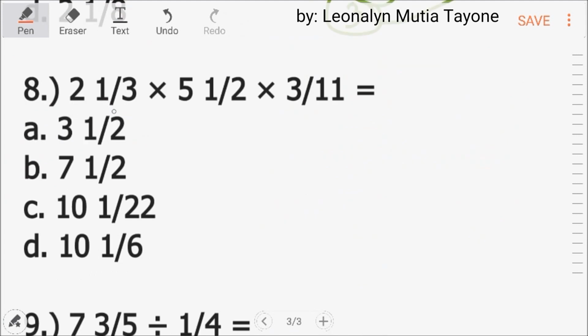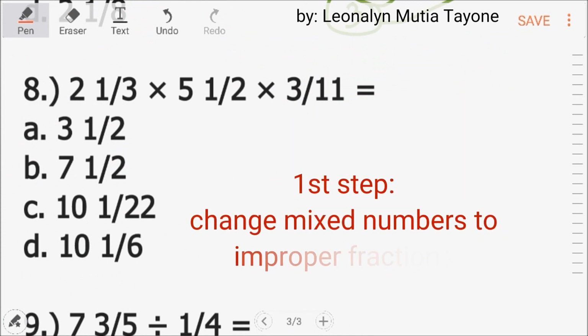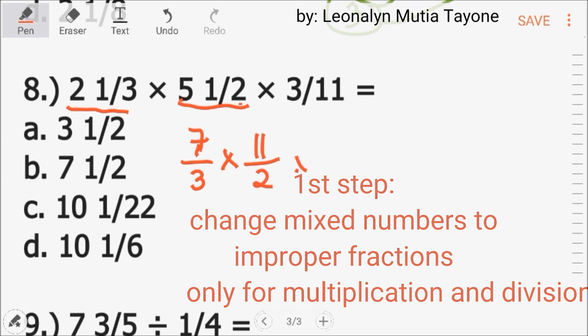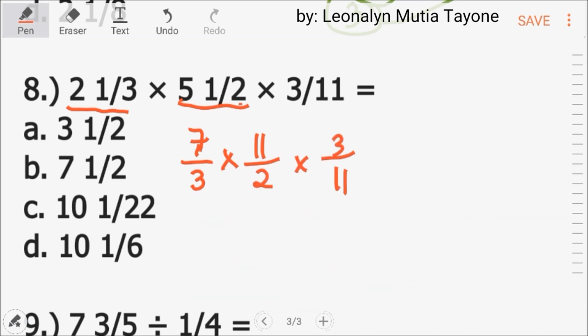Number 8. 2 and 1/3 times 5 and 1/2 times 3/11. Multiplication. We have mixed numbers here. Let's make them improper fractions first. So 3 times 2 equals 6 plus 1 equals 7. So 7, copy the denominator 3. There's another mixed number. So let's make it an improper fraction. 2 times 5 equals 10 plus 1 equals 11. Copy the denominator. Then the other one, just copy.